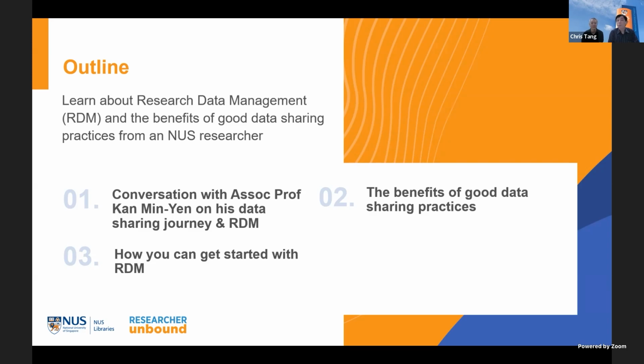If you have any questions, please input your questions into the chat box. Then after that, I'll follow through with a short 10 minutes roundup on the benefits of good data sharing practices. And then finally, we'll give you guys a few avenues on how to get started with RDM in NUS.